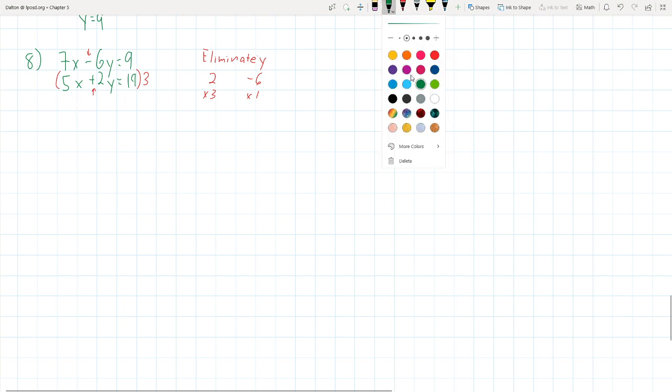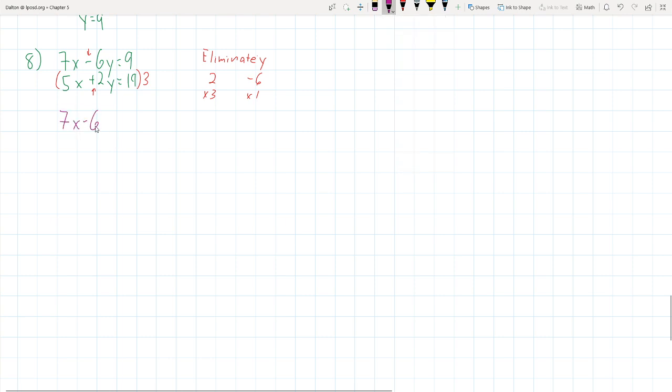So let's write this in purple just to indicate that we're talking about a new set. 7x minus 6y equals 9. And remember, we technically just multiplied this by 1. And so we get 3 times 5 is 15x, plus 3 times 2 is 6y. 3 times 19, probably not something that you know off the top of your head. 3 times 20 should be pretty easy. That's 60, and then we just take 3 off of that, so we get 57.